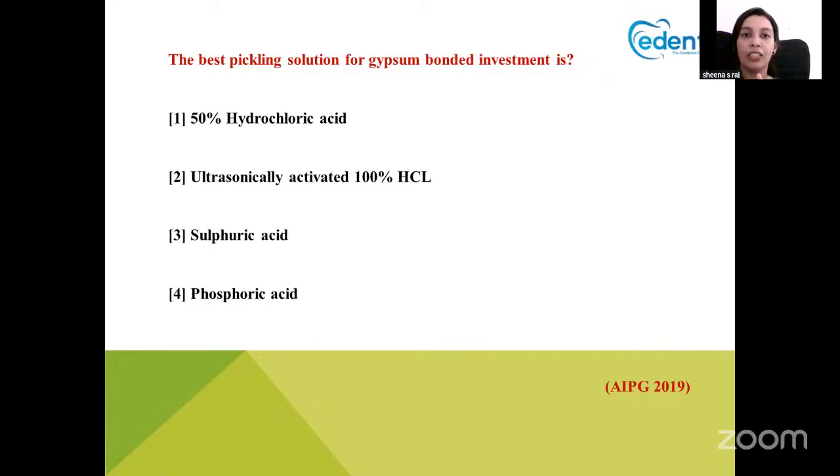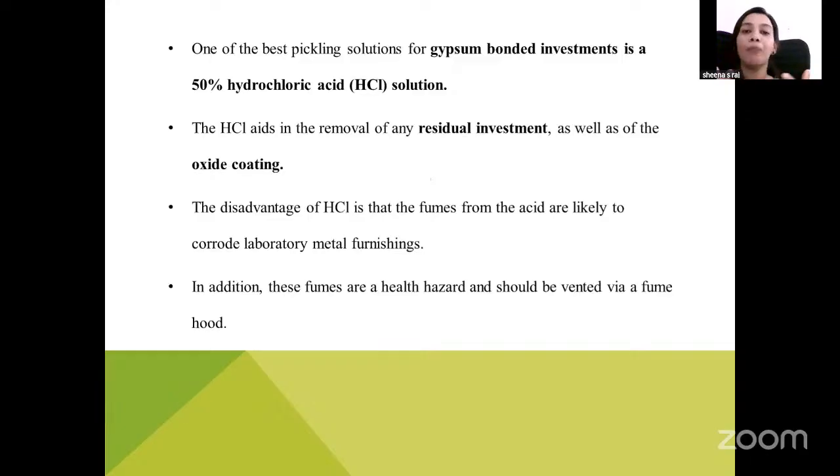Next question: the best pickling solution for gypsum bonded investment is. Before answering this, I would like to explain some of the theory part. One of the best pickling solutions for gypsum bonded investment is 50% hydrochloric acid solution. What is the action of this hydrochloric acid? Hydrochloric acid aids in the removal of all the residual investment, and it also helps in the removal of the oxide coating formed on the surface of the investment. So normally, as I said, 50% hydrochloric acid is commonly used.